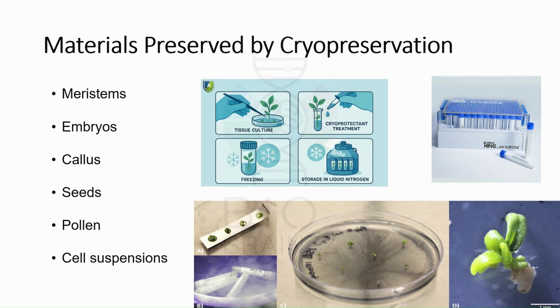Materials preserved by cryopreservation. Various types of plant materials can be preserved using cryopreservation. These include meristems, embryos, callus tissues, seeds, pollen grains, and cell suspension cultures. Meristems are especially popular because they are small, actively dividing, and often free from virus, making them ideal for regeneration after thawing.